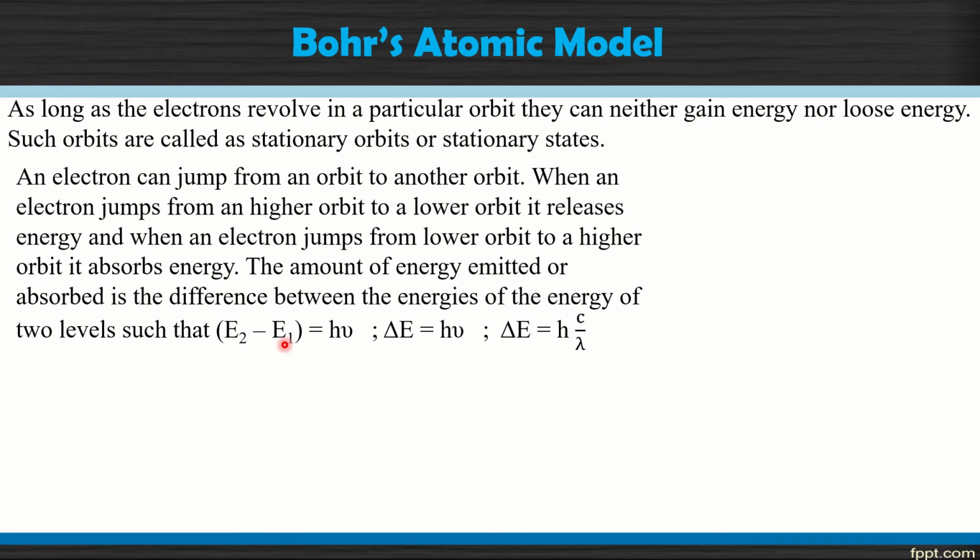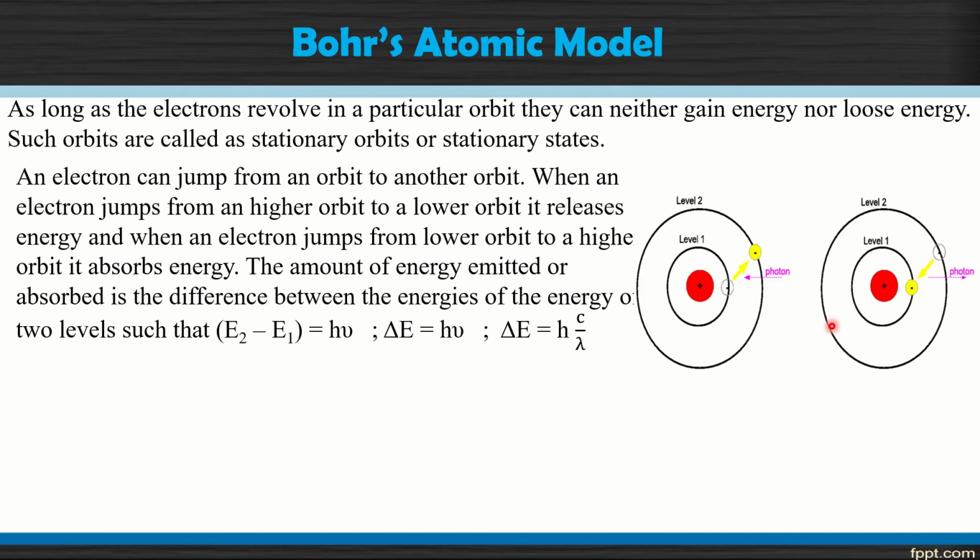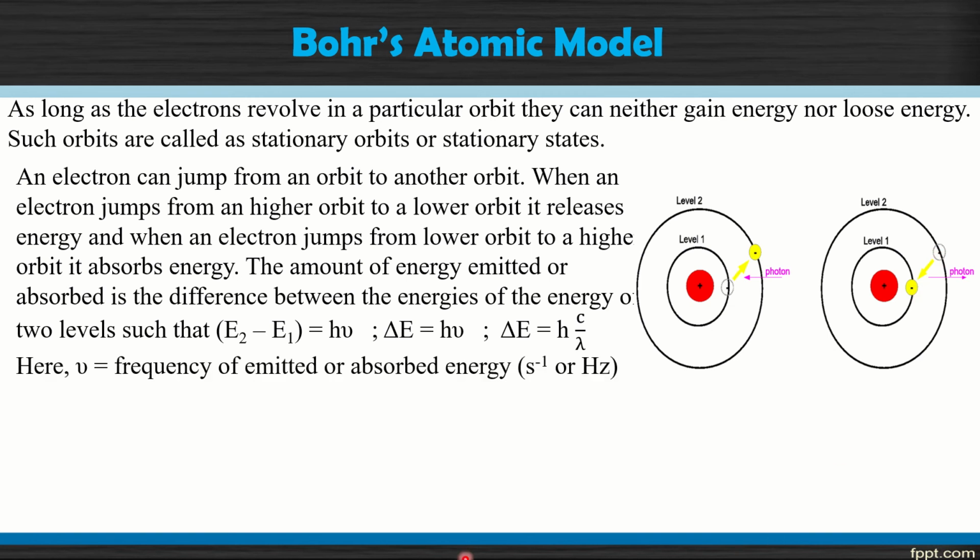Or this E2 minus E1, the difference of energy, can be written as del E. This is the difference of energy of two shells. Del E equal h nu, and nu equal c by lambda. That means del E equal h into c by lambda. Look here, when an electron gains energy, it jumps from a lower energy shell to a higher energy shell, and when an electron loses energy, it jumps from a higher energy shell to a lower energy shell.